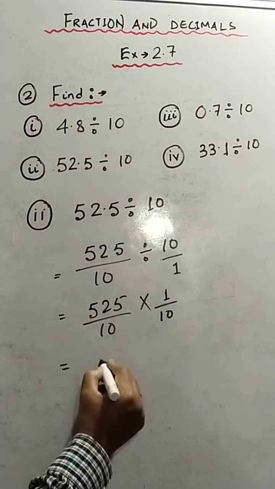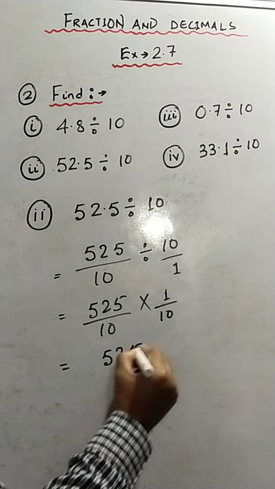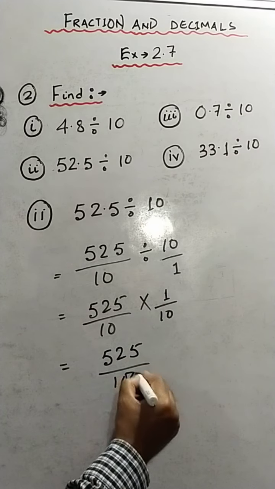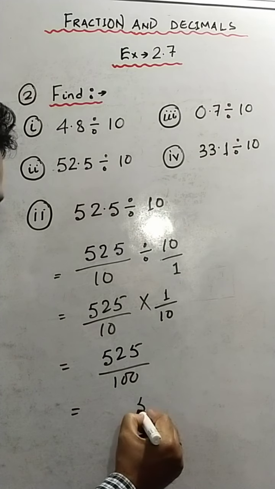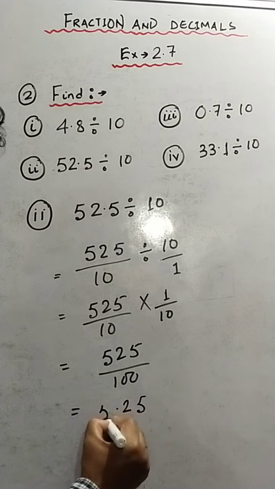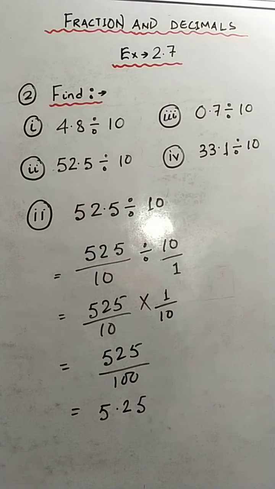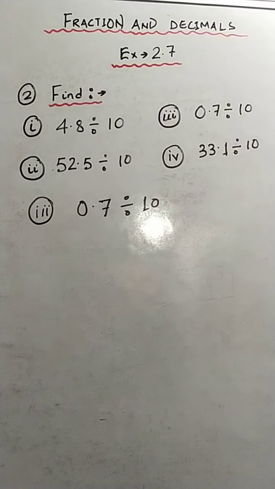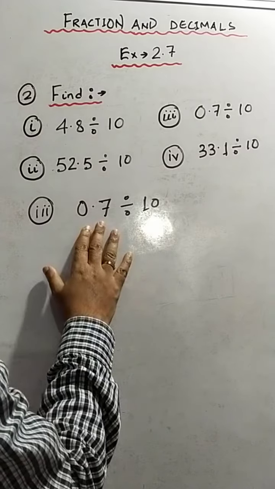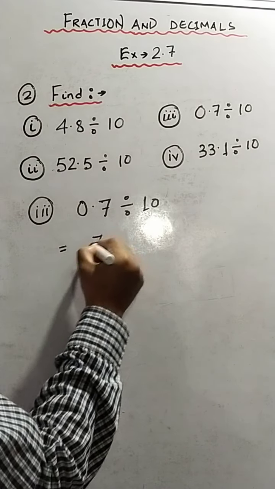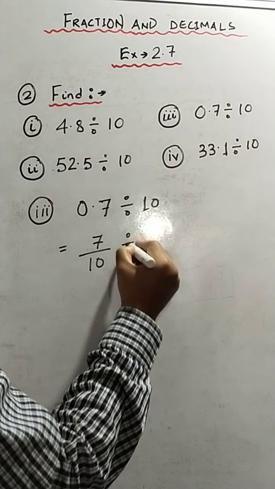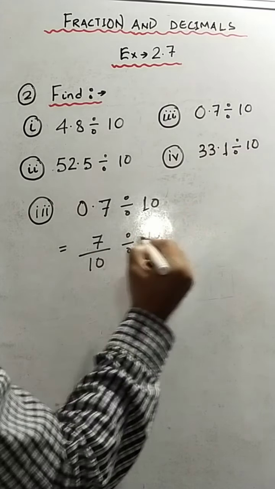Now 525 into 1 is 525. 10 into 10 is 100. Now as you know, it's so easy to convert into the decimal form. So how to do it? 5.25. So see, your answer is 5.25. It's so easy. Now let's move on to sum number 3. Sum number 3, we have 0.7 divided by 10. So it's so easy. We'll write 7 upon 10 divided by 10 upon 1.